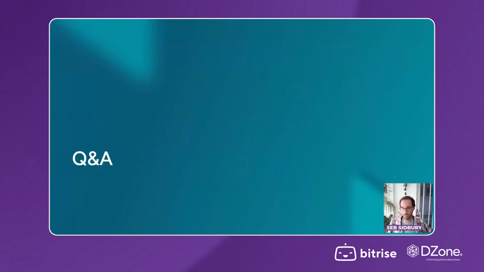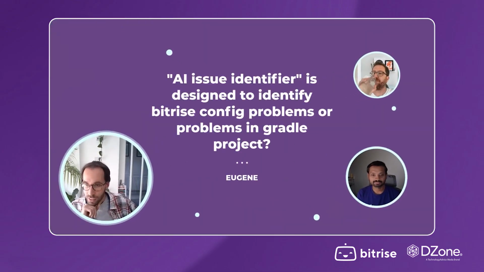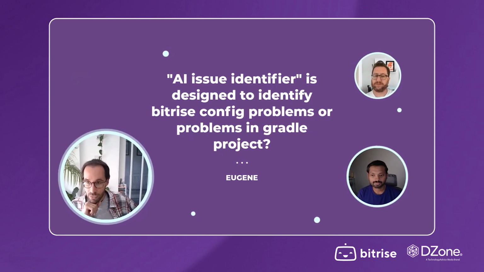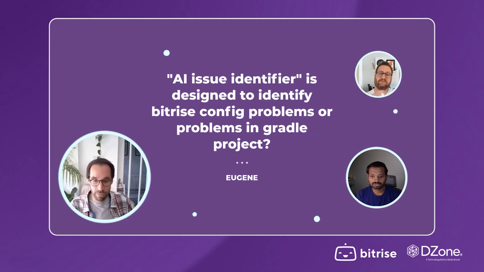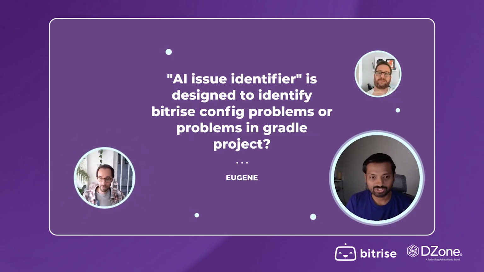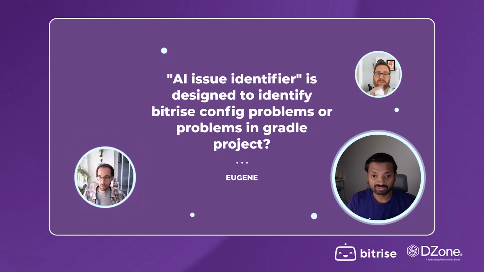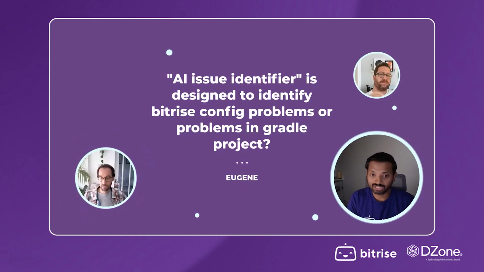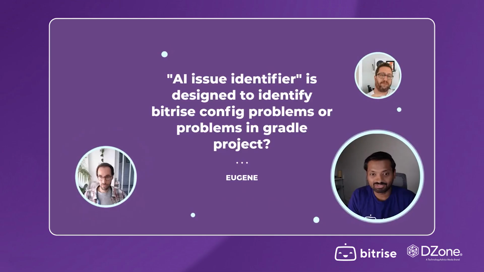Brilliant. Thank you, Naveen. All right. So sticking in the context of the AI steps, Eugene asked a question about the AI issue identifier. So is that designed to identify Bitrise config problems, or is it problems with the actual Gradle project? Hey, Eugene, that's a great question. So the step is triggered when the build fails. The build could have failed due to a config problem, or it could be due to a test failure, or there was an issue with the Gradle script, for example.